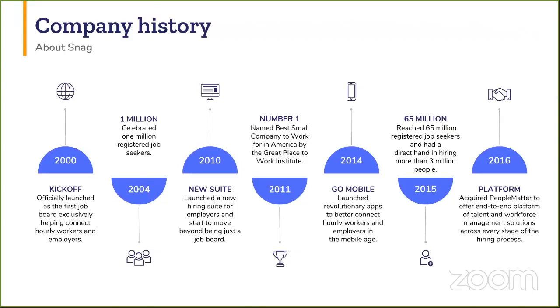So for those of you who are unfamiliar with Snag, we are the nation's leading hourly job search engine. A quick history of our company. We started in 2000, so we've been around for a very long time. And we first moved to the cloud in 2015. We did a huge migration from on-premise servers to Amazon, and we have been in Amazon ever since.